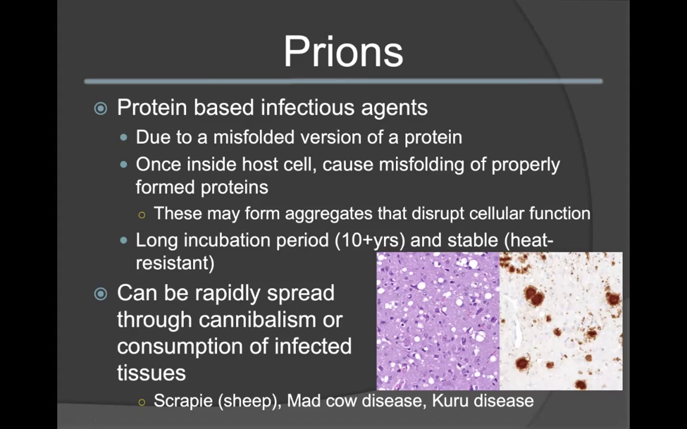Prions typically have a long incubation period, usually more than 10 years, and they're also considered to be much more stable than the normally folded protein. Many of these are heat resistant, which means that with cooking they would still not be destroyed. Prions can be rapidly spread through cannibalism or through the consumption of infected tissues. We have seen this in the case of scrapie, which infects sheep, mad cow disease, which infects cows, however, can also affect humans if they consume the tissue, as well as Kuru disease.